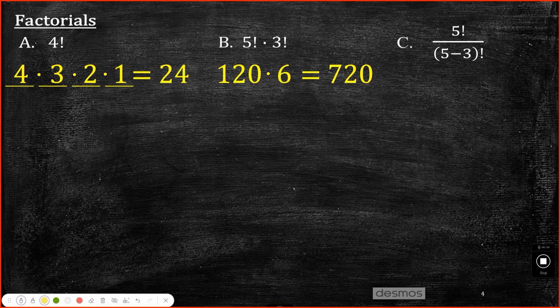We can also do this. We can divide factorials. You got 5 factorial divided by 5 minus 3 factorial. We just said 5 factorial is 120. 5 minus 3 is 2 factorial. 2 factorial is 2 times 1, which is 2. So now you got 120 divided by 2, which is 60.